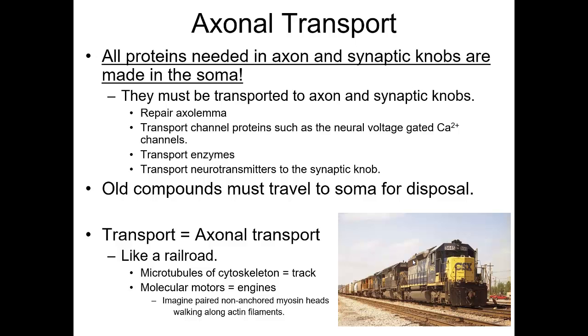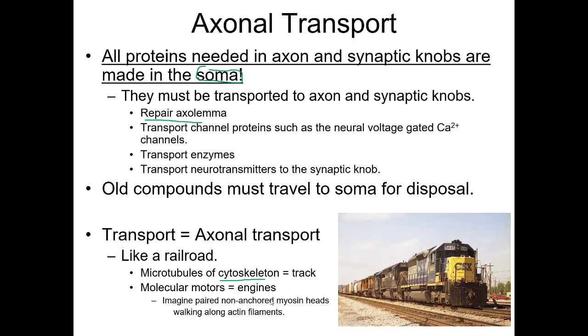Anytime the axolemma has to be repaired, channel proteins, enzymes, anything that has to be disposed of, it has to be transported back and forth. And it's transported with the help of the cytoskeleton. Now, if you recall cytoskeleton back from our first 3 chapters, it is made up of 3 components: the microtubules, the microfilaments, and the intermediate filaments. So it happens with the help of the cytoskeleton.